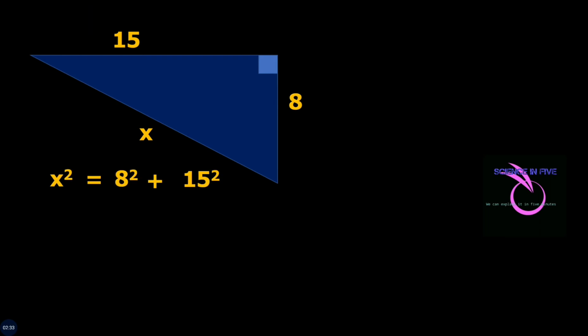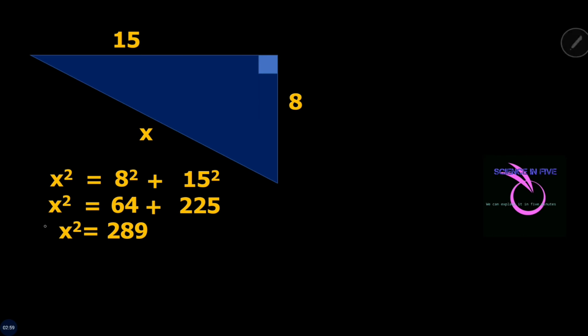Applying the Theorem of Pythagoras, we end up with x squared equals 8 squared plus 15 squared. 8 squared is 64, 15 squared is 225. We add the 64 plus the 225, we end up with 289. From here now, all we have to do is to get the square root of the two sides. And this will give us x equals 17 units.